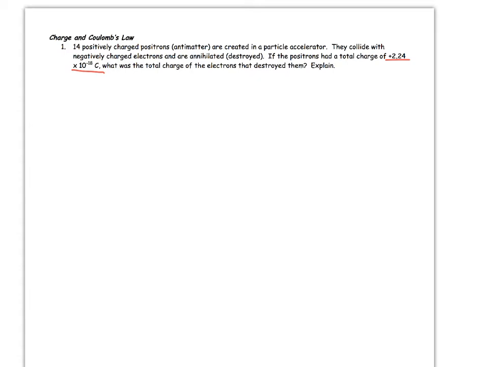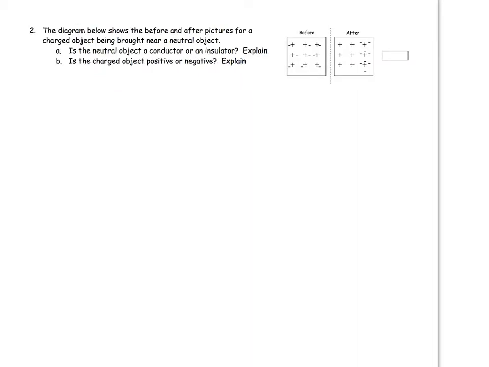Well, for this one, we know that charge is conserved. A net charge cannot be created or destroyed, so the electrons must have had the same amount of charge, just negative 2.24 times 10 to the negative 18th coulombs, in order to destroy them, because a net charge cannot be created nor destroyed.